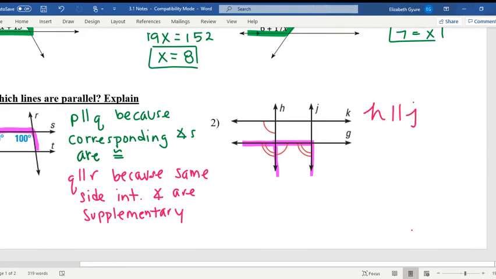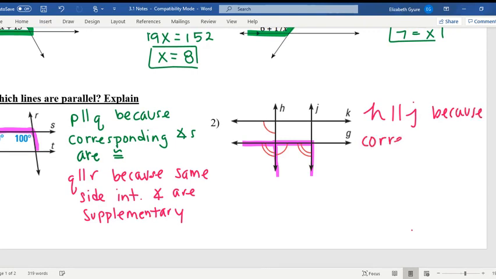It's my weird little cursive J. Because corresponding angles are congruent. Good.